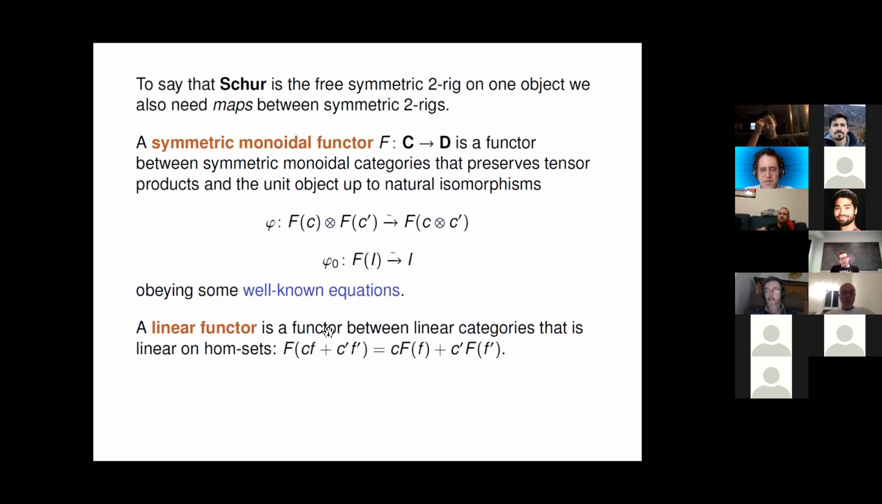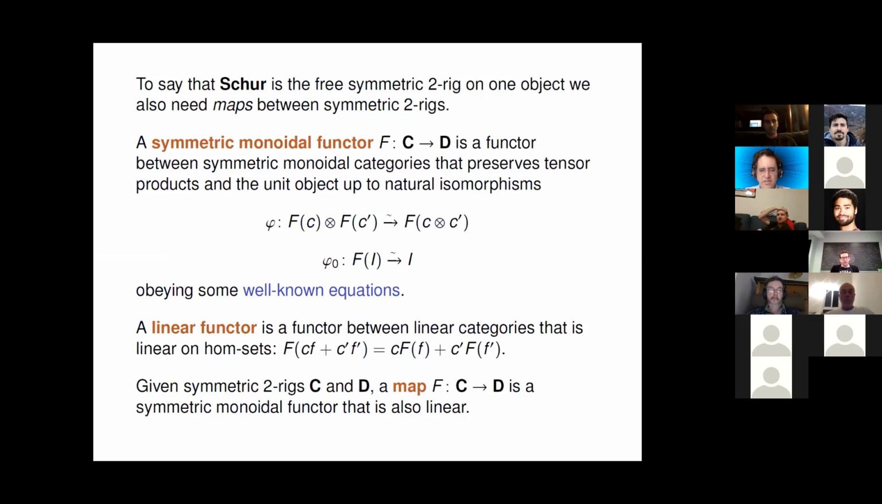A linear functor is a functor between linear categories that's linear on the Hom sets. So if f and f prime are morphisms going from some object to some other object, you could take linear combinations of them, and the functor has to preserve that linear structure. So a map between symmetric two-rigs is just a symmetric monoidal functor that's also linear. It will automatically preserve the biproducts and the zero object and everything else that the two-rig has. So we don't need to say anything more, luckily, because the slide is full.